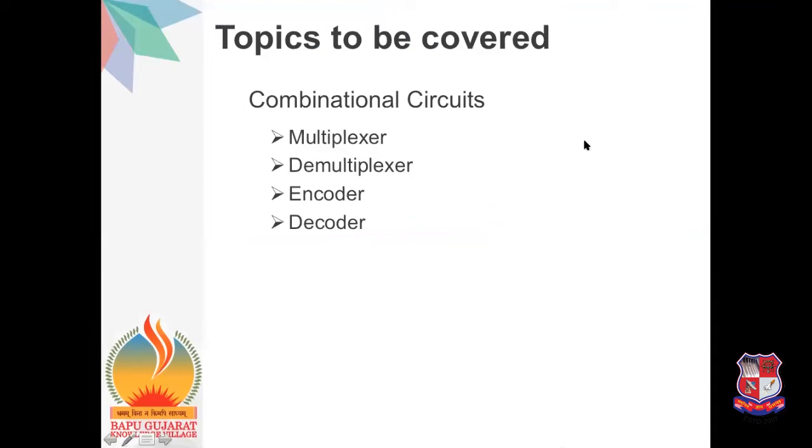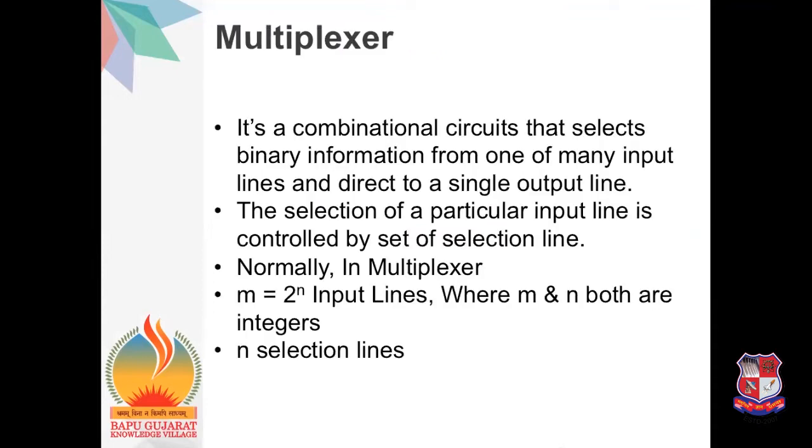Topic to be covered in today's lecture is the multiplexer, demultiplexer, encoder, decoder. Let's start with the first, multiplexer. What is a multiplexer? It's a combinational circuit that selects the binary information from one of many input lines and directs it to a single output line. It means it has many inputs and a single output. The selection of a particular input line is controlled by the set of selection lines.